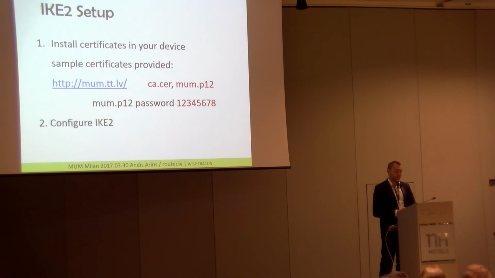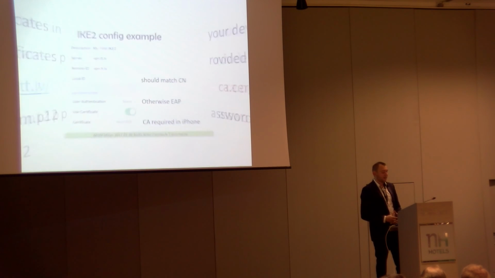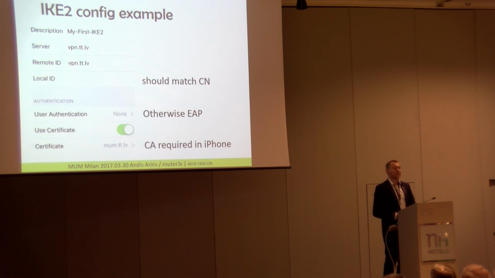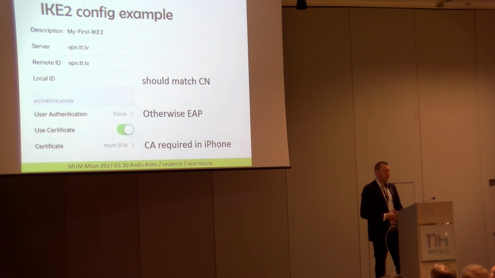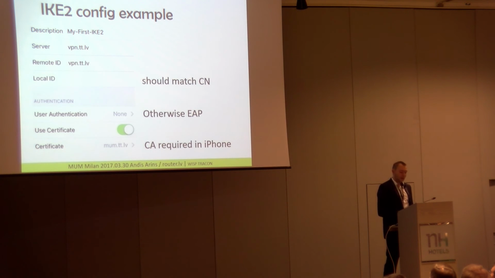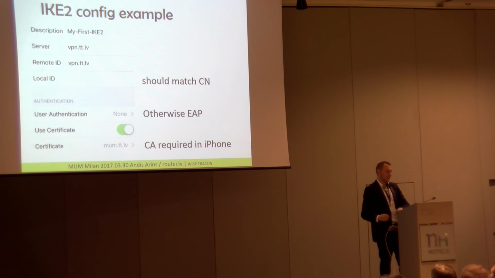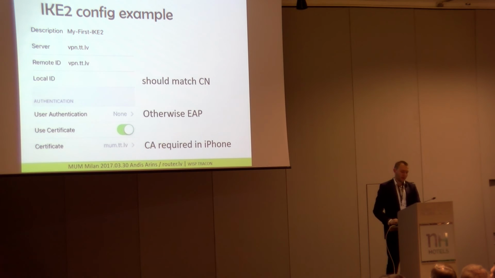So that's the first side of the configuration. When you have the certificate installed on your client device, the second part is almost as easy as on L2TP setups. You need to specify here the server. This was also previously. Then you need to specify a remote ID. This one has to match the server's common name in the server's certificate, or the alternative subject name. Usually you do a match with the common name.